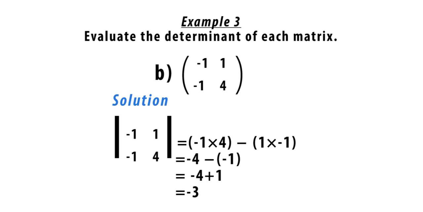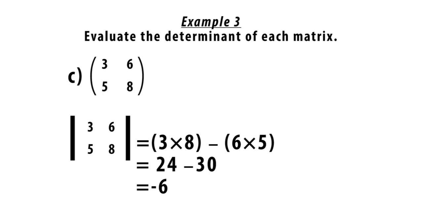I hope by now you can find the determinant of a 2 by 2 matrix. Let's take C. We have to find the determinant of the matrix 3, 6, 5, 8. Solution. The determinant of the matrix 3, 6, 5, 8 is equal to 3 multiplied by 8 minus 6 multiplied by 5. That will give us 24 minus 30, which is equal to -6. Good.